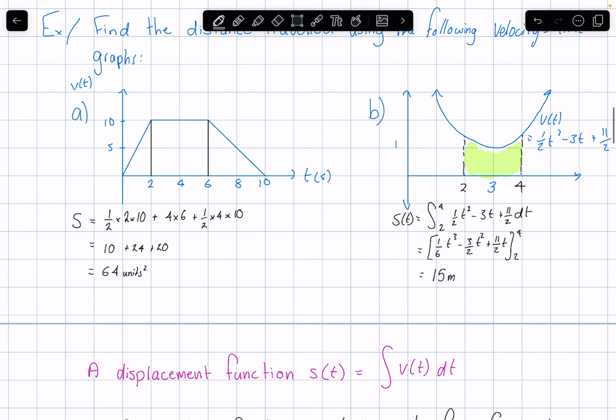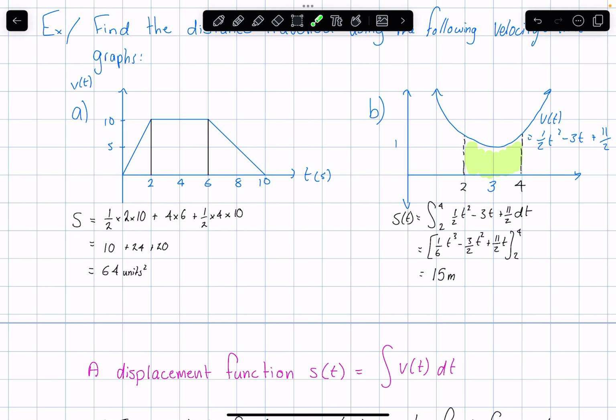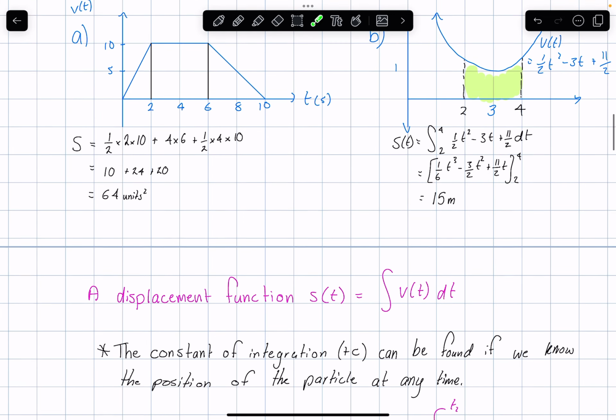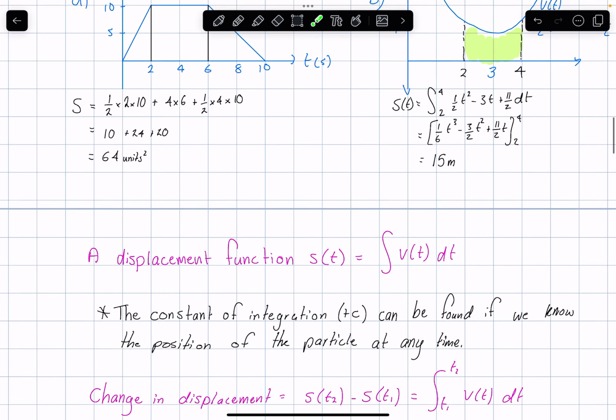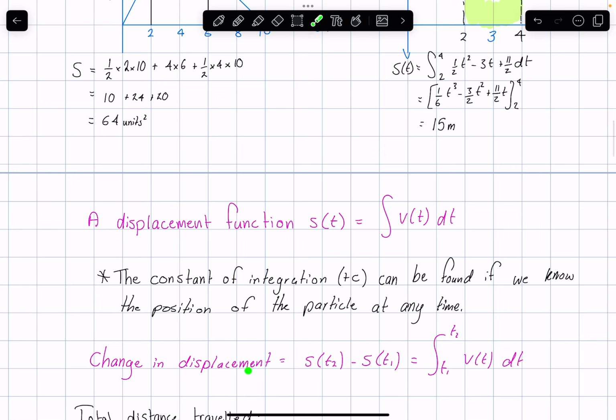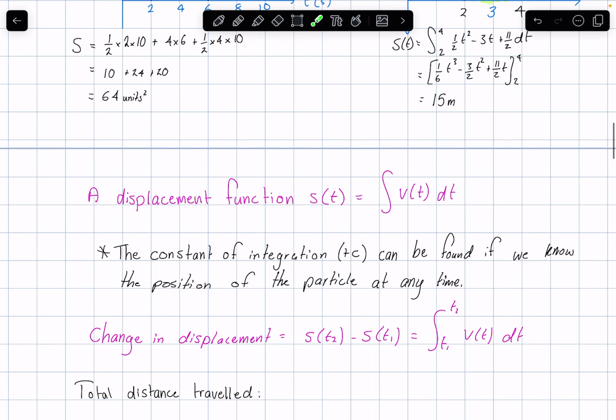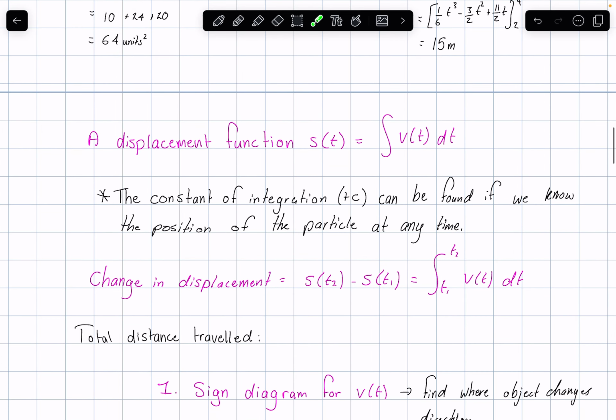Now, a displacement function s of t is the indefinite integral of v of t dt. The constant of integration, plus c, has to be included, and it can be found if we know the position of the particle at any time. The change in displacement equals s of t2 take s of t1, or the integral from t1 to t2 of v of t dt. So we've got to be careful with displacement and distance traveled.